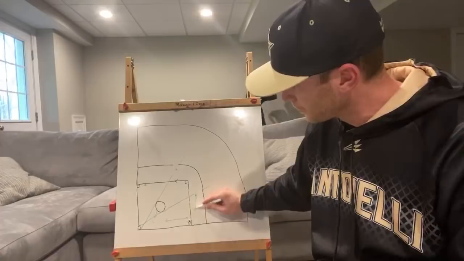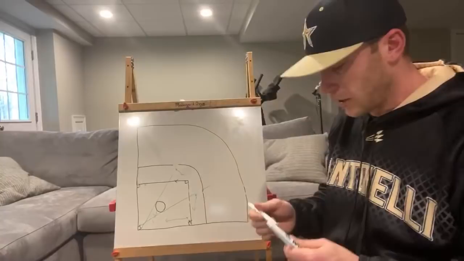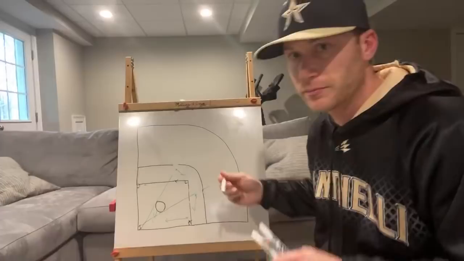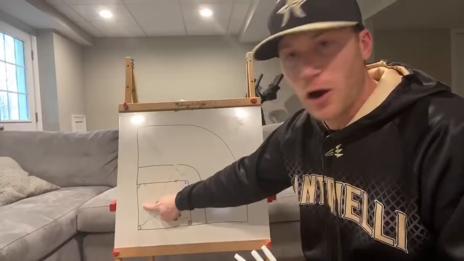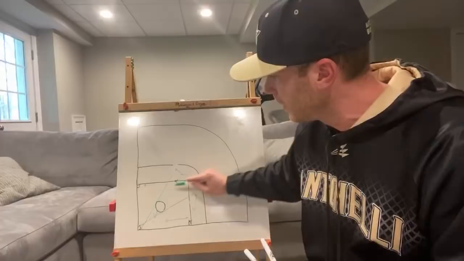Second baseman is going to go to first. Shortstop is going to go to second. Again, this isn't a bunt play. This is just if they happen to bunt. Third baseman, you can't crash hard again. Remember, you cannot crash hard because if you crash hard and they don't bunt and this guy steals, nobody is there. Okay? So be careful.